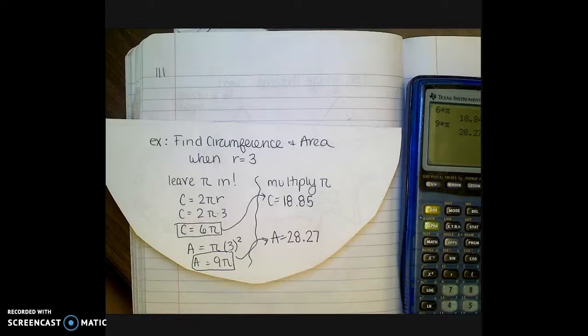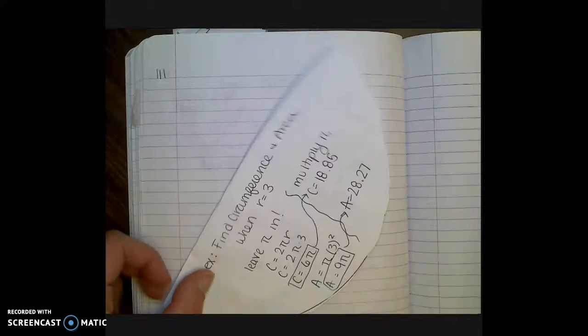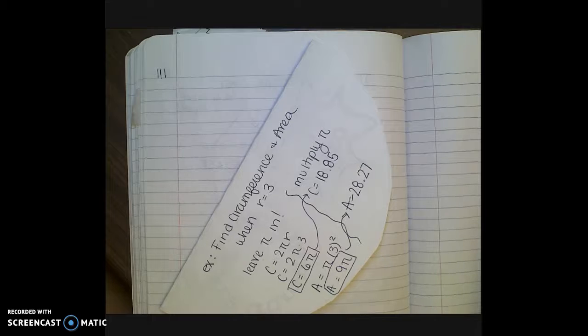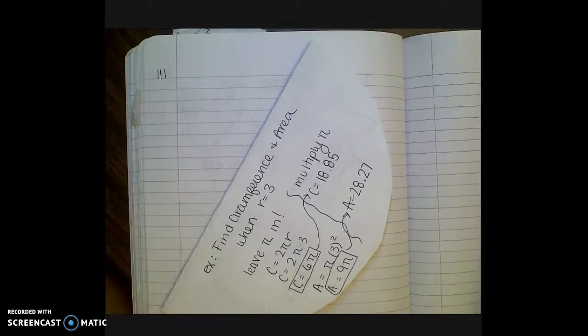So read the directions carefully on your homework. I'm just going to glue this in here now so that it fits. And make sure you either leave it in terms of pi if you're supposed to, or multiply by pi if you're supposed to. Good luck.